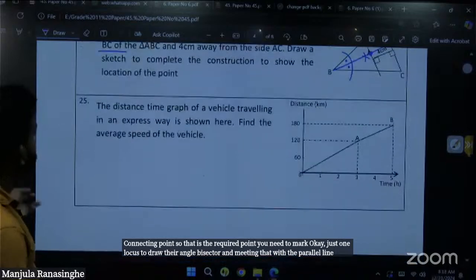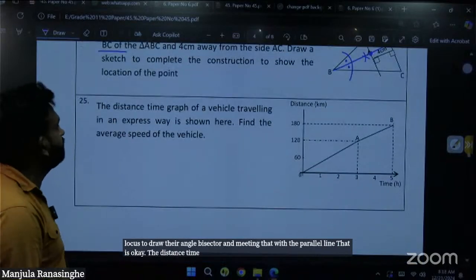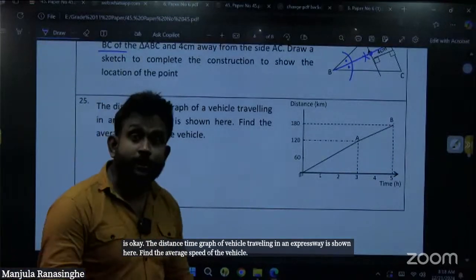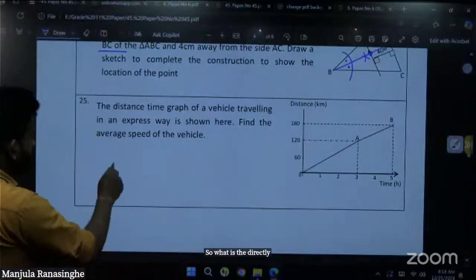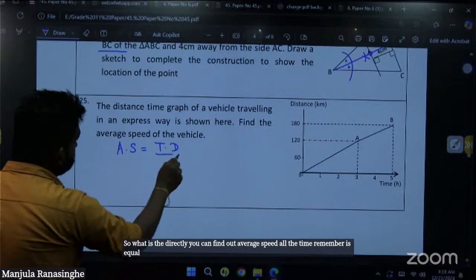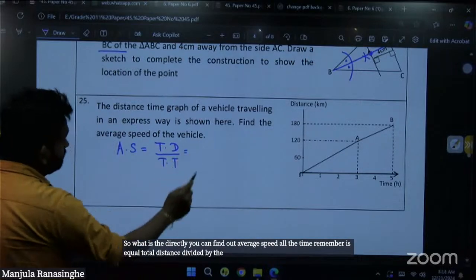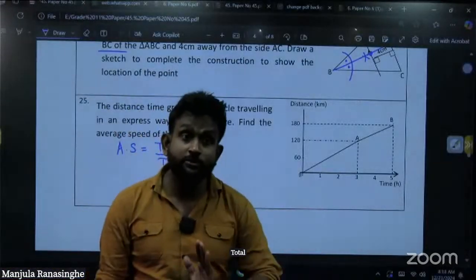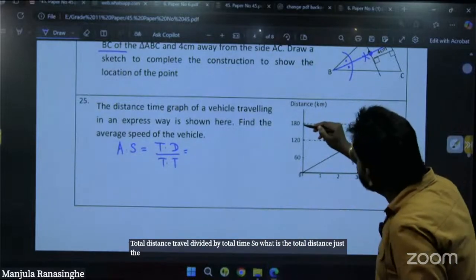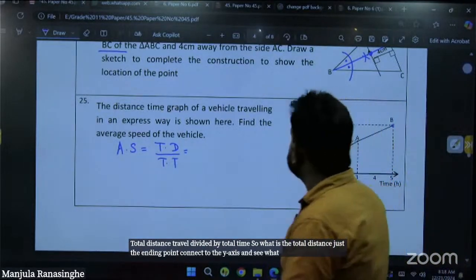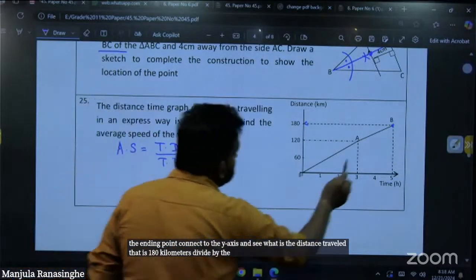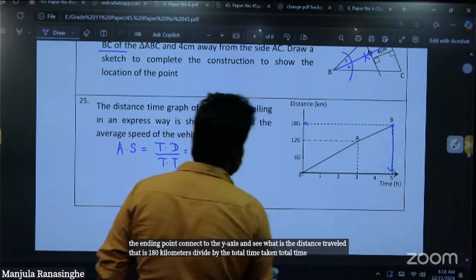That is okay. The distance-time graph of a vehicle traveling on an expressway is shown here. Find the average speed of the vehicle. Directly you can find the average speed all the time. Remember, average speed is equal to the total distance divided by the total time taken. So what is the total distance? Just connect the ending point to the y-axis and see the distance traveled. That is 180 kilometers. Divide by the total time taken. Total time is this one, that is 5 hours.